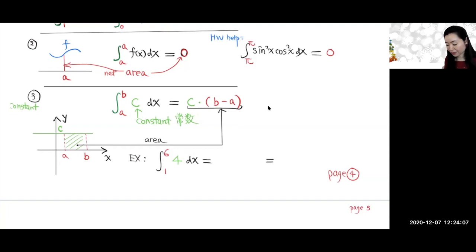For example, when you integrate this constant function 4 from x going from 1 to 6, that will be equal to 4 times 6 minus 1, which is equal to 20. Okay.